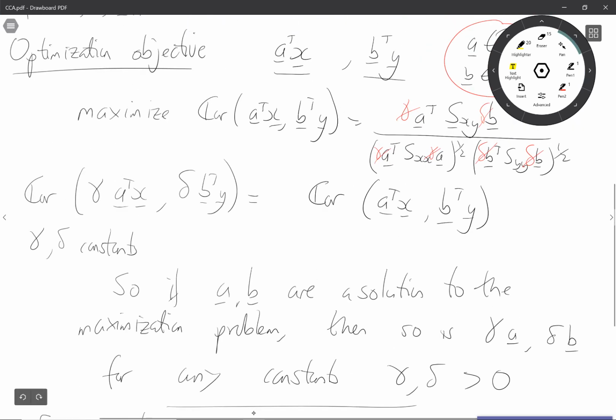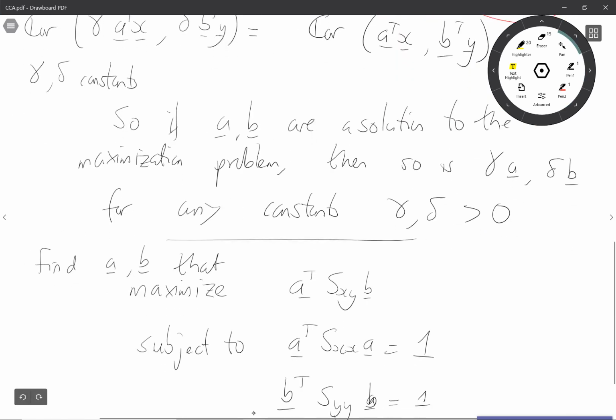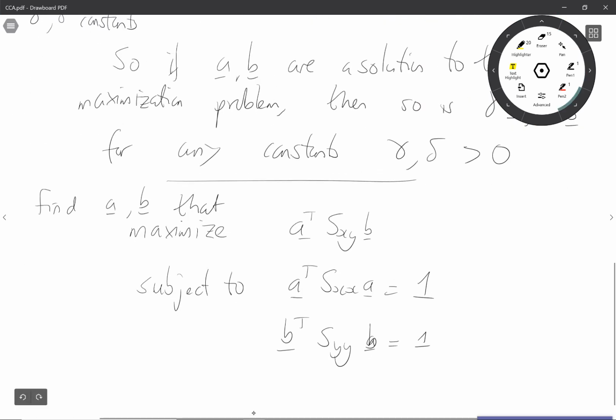If we go back to the problem we had before, you can see what we're saying is we're going to maximize this term in the numerator here, subject to these terms in the denominator being equal to 1. And what we've done by imposing this constraint is we've made the problem have a unique solution.